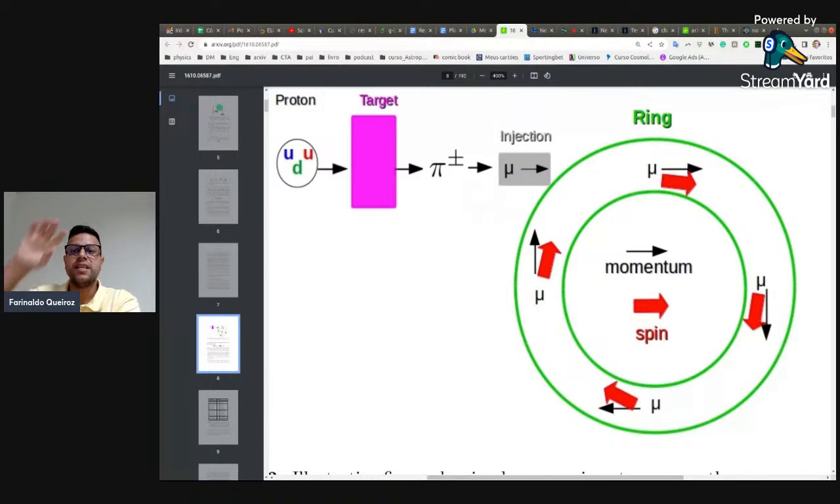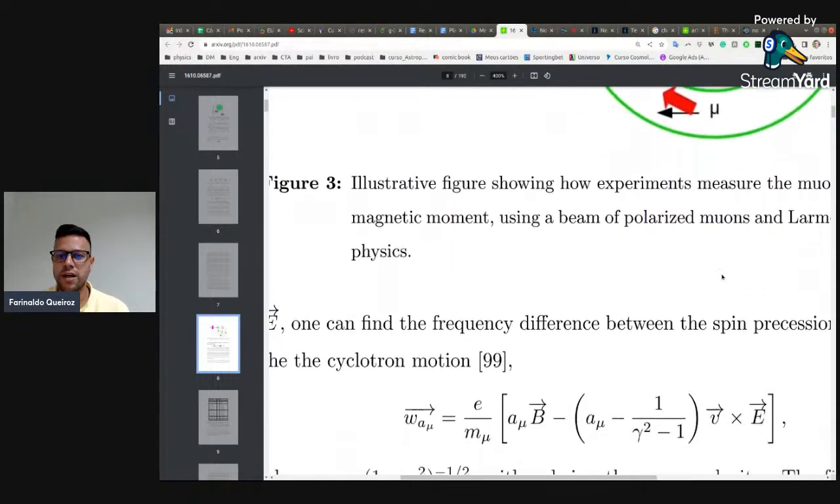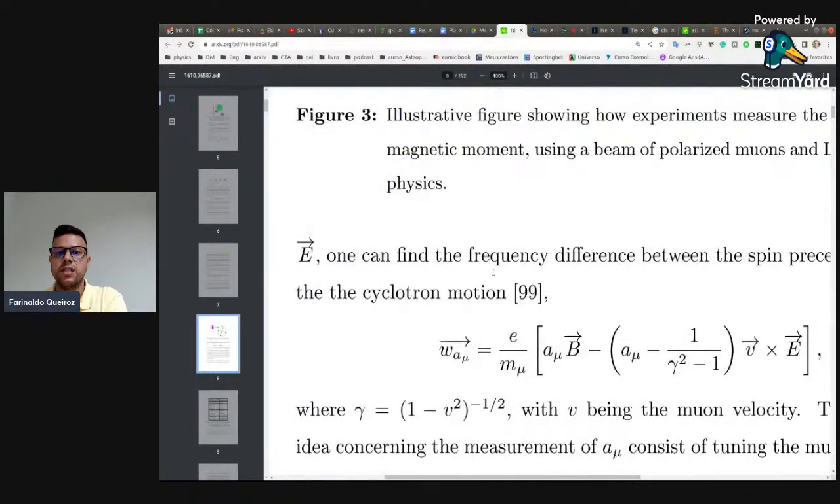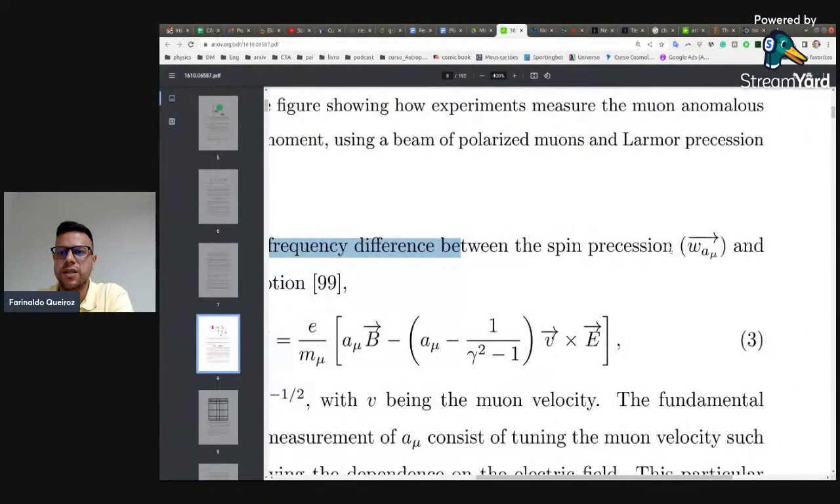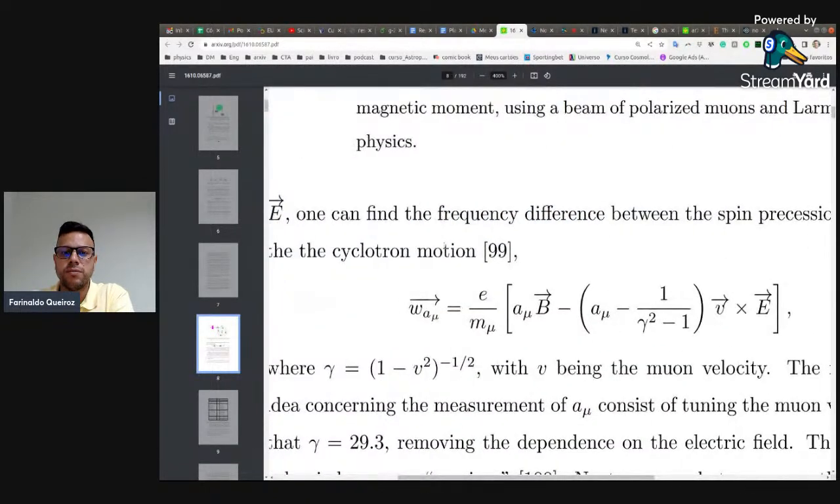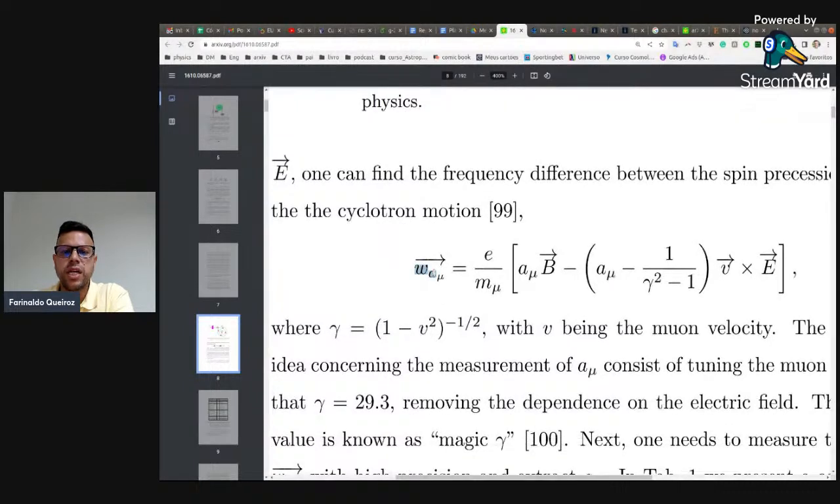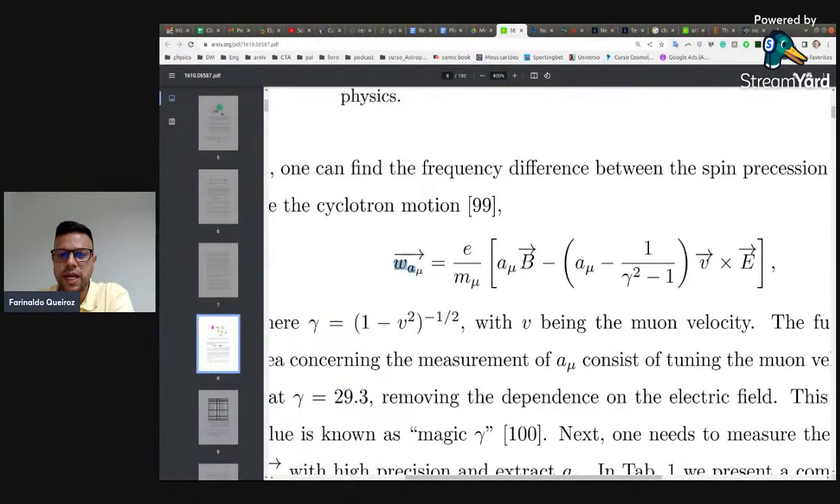So what you have in the end is that the spin trajectory is changing, and it changes not just because of the momentum of the muon, but also because of the magnetic field in which the muon is immersed. And here, this is the frequency, for instance, the frequency relation between the spin precession and the synchrotron motion. The spin precession frequency depends on the magnetic field, and there is also some dependence on the electric field.